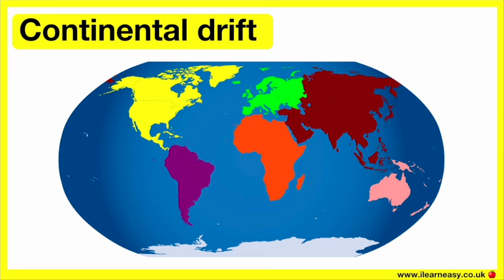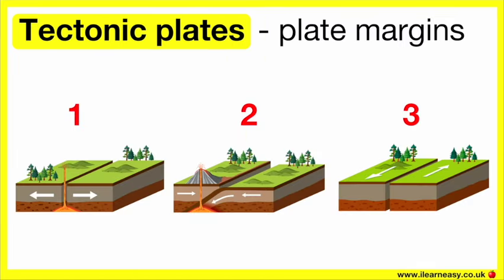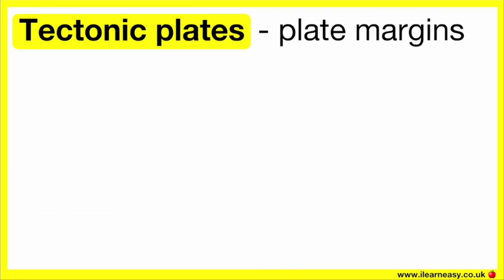The heat and pressure in the Earth results in convection currents in the mantle layer of the Earth. This causes the tectonic plates to move around. Tectonic plates meet each other at their plate margins. There are three types of plate margins. The type of plate margin depends on the type of movement that occurs.